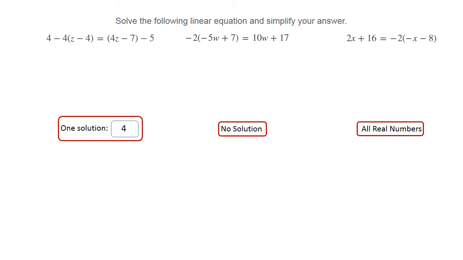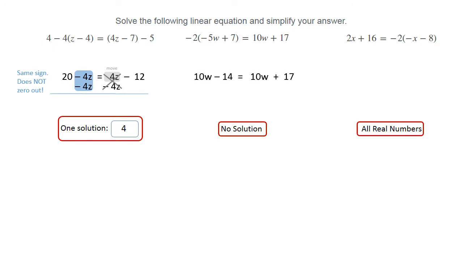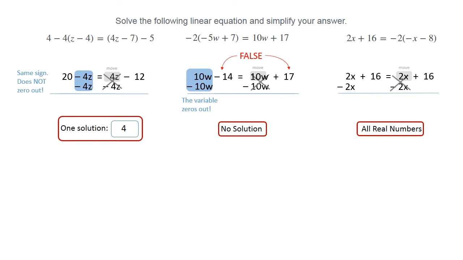Okay, looking at the three examples one last time. In the first case, while you're working, when you move the variable, it actually doubles. It's the same sign, so that doesn't zero out. That's when you've got the one solution. In the middle case, when you're working, you move the 10w, the variable zeroes out, but the remaining items are false. That's no solution. And you could be working along and moving the variable, it zeroes out, and the remaining is true, and that's when you have all real numbers. These are the three cases.